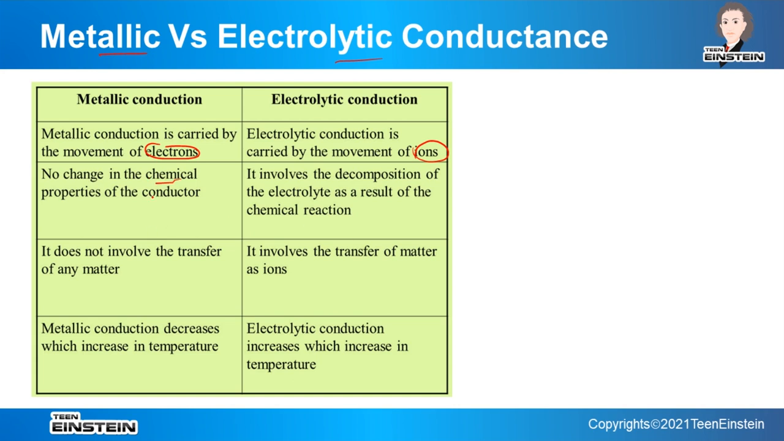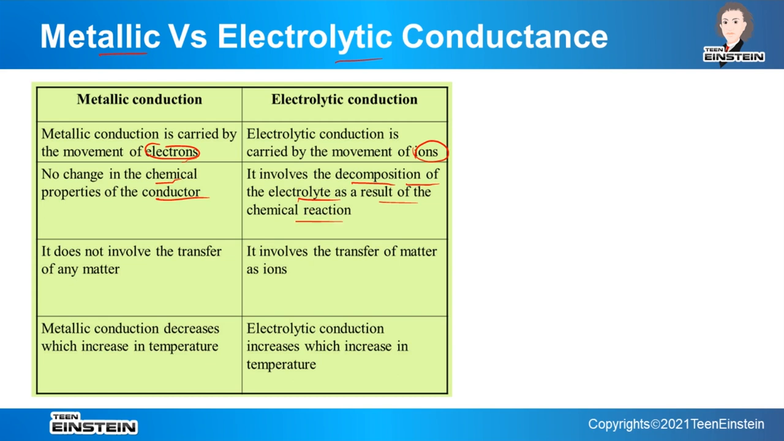No change in the chemical properties of the conductor. So the metals through which the electrons are moving, there is no chemical change in the metal. If it is a particular metal, it will remain that particular element only, it will not change to any other chemical species. But in case of electrolytic conduction, it can involve decomposition of the electrolyte as a result of a chemical reaction.